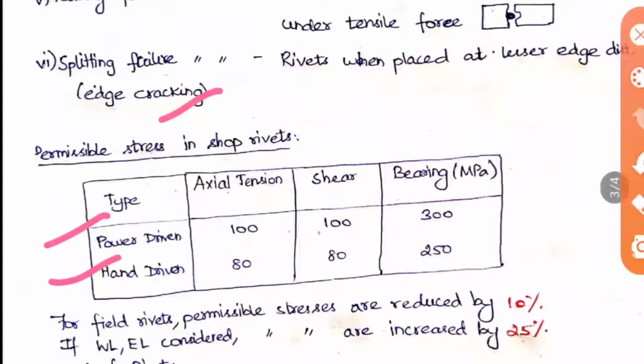So you may not be clear about this axial tension, shear and bearing. When you study the strength of the plates, you will be clear with these values. Okay, so for field rivets, if you are using field rivets, the permissible stresses should be reduced by 10%, and if wind load and earthquake loads and all are considered, the permissible stresses should be increased by 25%. So these both points are important.